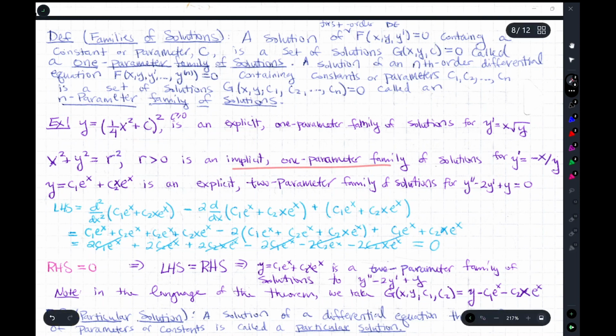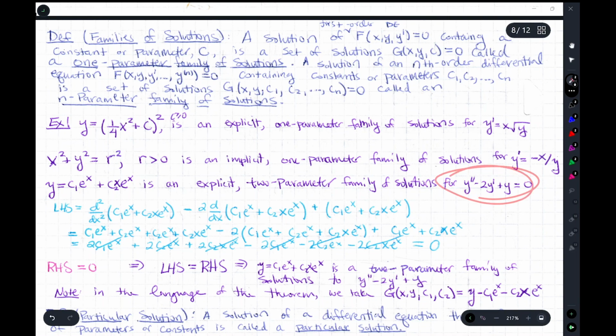We could also do this implicitly. So here we have an implicit solution to the differential equation, which we looked at before. We checked that this is indeed an implicit solution. And we have a one-parameter family because the radius r could vary. Okay, as long as r is strictly greater than 0, you have yourself a solution. So r could equal 1, 27, or whatever. Okay, and each one of those is an implicit solution.